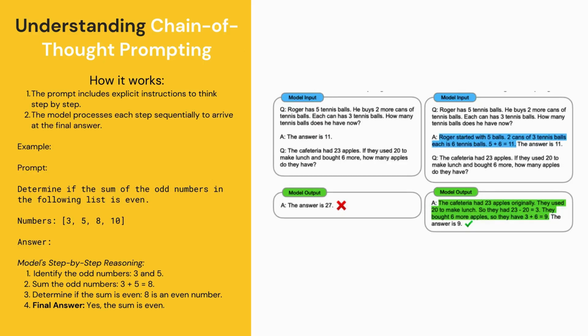Understanding chain of thought prompting. Chain of thought prompting is a technique designed to enhance complex reasoning capabilities through intermediate reasoning steps. This method involves providing a sequence of reasoning steps that guide the language model through a problem, allowing it to focus on solving one step at a time. How it works: the prompt includes explicit instructions to think step by step. The model processes each step sequentially to arrive at the final answer.